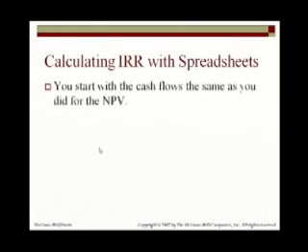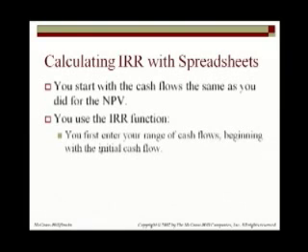Calculating internal rate of return with a spreadsheet, the first thing you do obviously is just put the cash flows in. I normally put them in a column, but you can put them in a row as well. And then you use a function called IRR. Now IRR is similar to NPV.